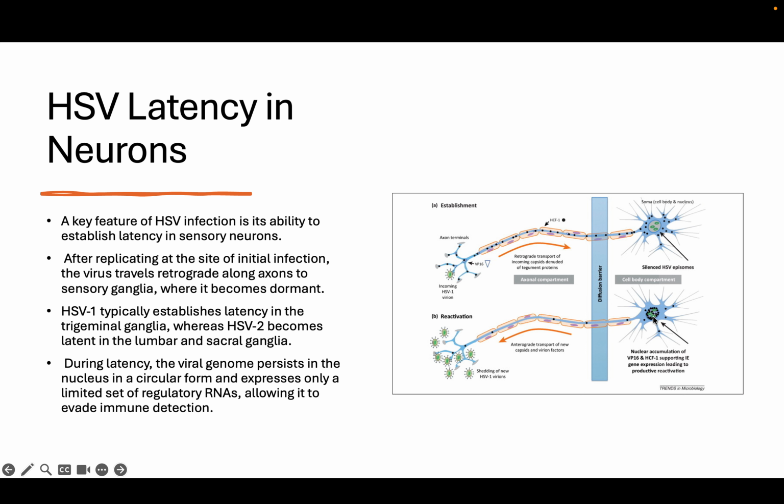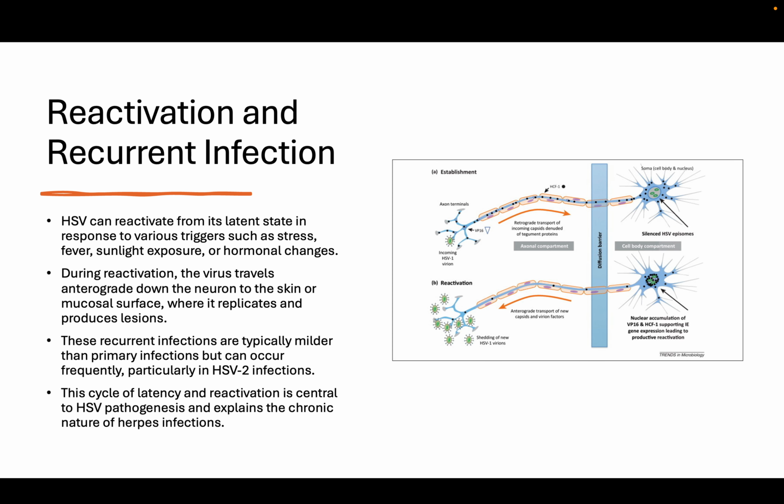Then some sort of stimulus happens, and the genome, the whole virus, wakes up and starts producing virions, all these different viral particles, and again they start to move in the opposite direction, from the cell body towards the axon terminal. We call this anterograde transport, so the opposite. And then they are released. They start to infect your epithelial cells and create the symptoms. So this is exactly what I was saying here.